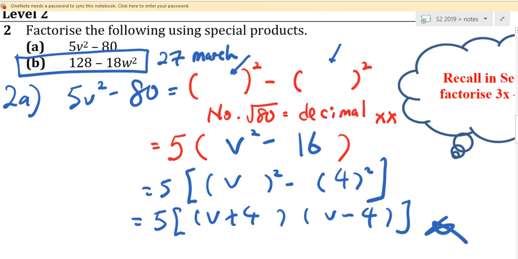Nothing. The reason nothing is because there's no way I can square root 80, right? Square root 80 is a decimal, right? So I cannot put a decimal here. I don't want to put a decimal here. Does that make sense to you, Jiaming?